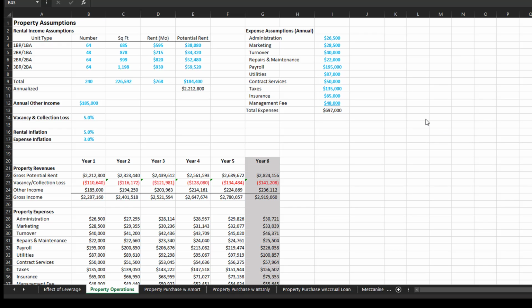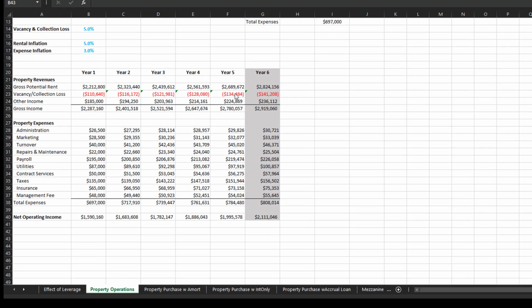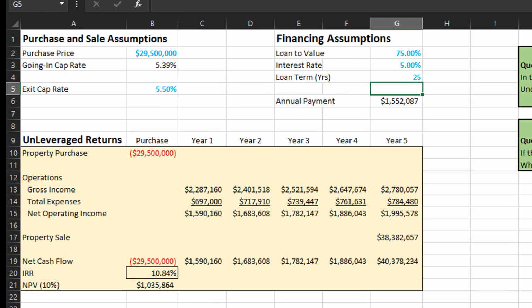So here's the spreadsheet we looked at the end of the last video, and this has all the operations. It has 5 years worth of operations, and we went ahead and did the 6th year because this NOI for the 6th year is what we need to find out the disposition amount. Let's go to this next tab, the property purchase with amortization.